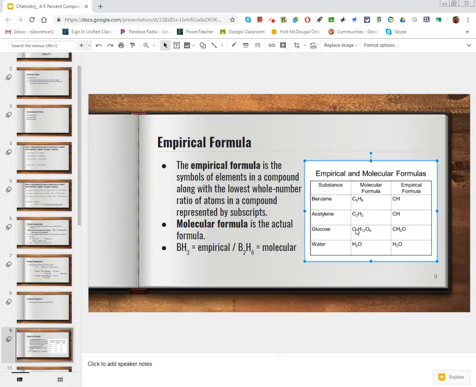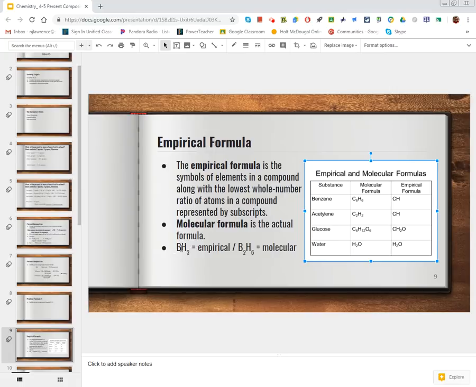Here, glucose, I got C6H12O6, but that can be reduced again to C1H2O1. And then water is a situation where the molecular formula is also the empirical formula. So as we get started, and as we look at some of these empirical formula problems, the first thing you need to learn is these definitions. Remember, empirical formula is the lowest whole number ratio, and a molecular formula is the actual formula of that chemical compound you have. Sometimes the empirical formula and the molecular formula are the same, and sometimes they're not.